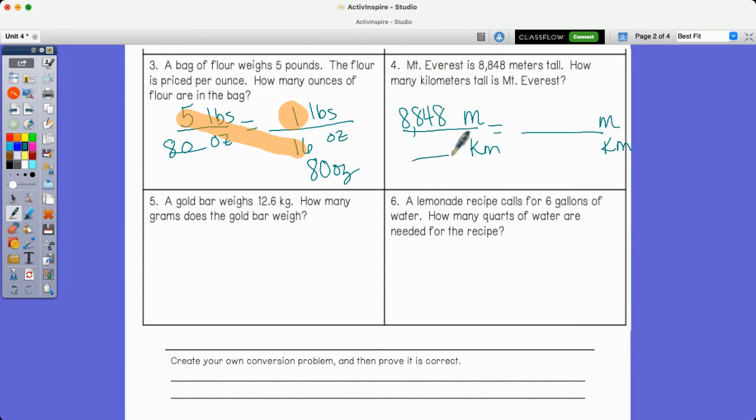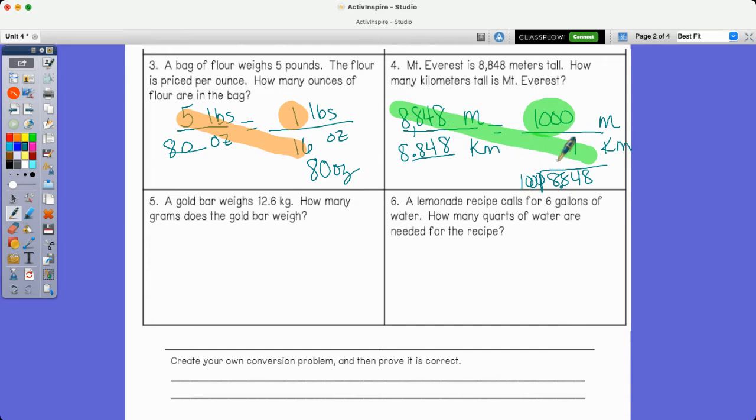Okay, I don't know how many kilometers, and I look it up, and there are 1,000 meters per 1 kilometer. I'm going to use that cross multiplication method. I'm going to multiply across. I get 8,848, and then I'm going to divide by my extra number. And so I get 8,848 divided by 1,000. Well, this is a base 10 problem, so I'm going to move my decimal point over 1, 2, 3 places. And I get 8.848 kilometers.